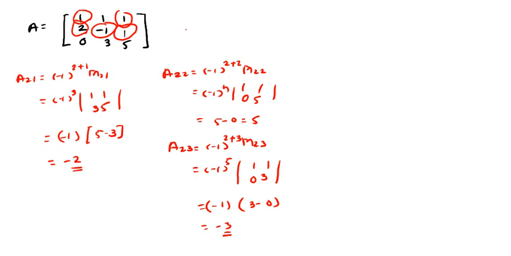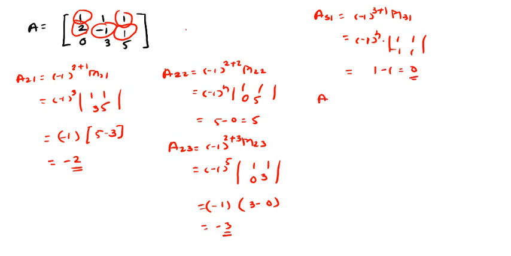Okay, in a similar way we can calculate this, A31, which is -1 raised to 3 plus 1 into M31, where M31 is the minor of the element A31. So this will be -1 raised to 4 into M31, which will be the determinant obtained by hiding the third row and the first column. So we will get the minor for the element A31, which will be 1 1 minus 1 1. Okay, solving this, -1 raised to 4 is 1, and this will be 1 minus 1, which is 0.